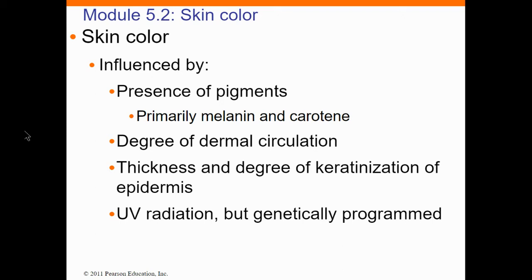Next is the thickness and degree of keratinization of the epidermis. And then ultraviolet radiation can change your skin color, as you see in the summer when you get a sunburn or eventually get a tan. But you are genetically pre-programmed to be how light or how dark your normal skin color is without any UV radiation, but UV can change the color temporarily.